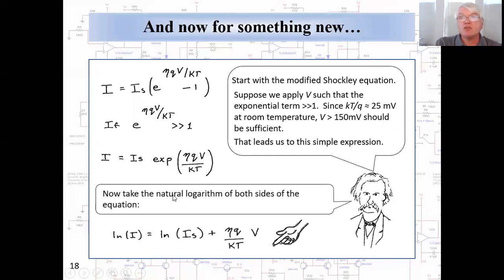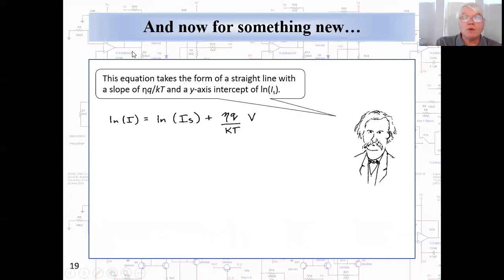Now let's take the natural logarithm of both sides of the equation. Natural log of the current equals the natural logarithm of the saturation current plus eta Q over KT times the applied voltage V. This equation takes the form of a straight line with a slope of eta Q over KT and a y-axis intercept equal to the natural logarithm of I sub S, the saturation current.